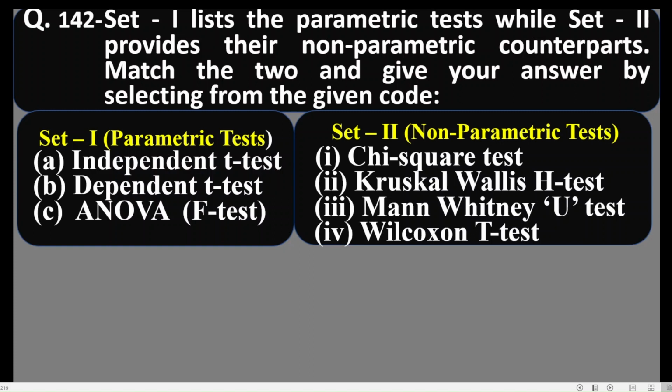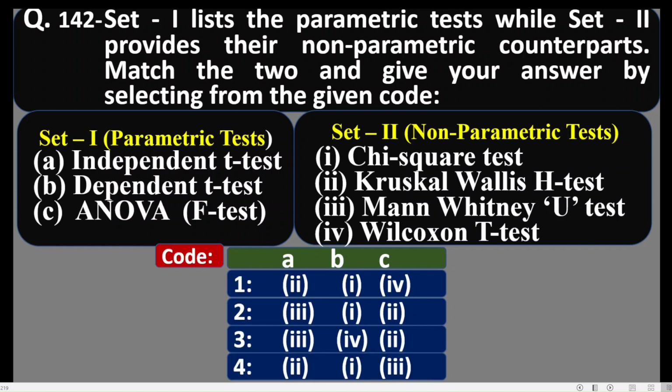Set 1 shows independent t-test, dependent t-test, and ANOVA, that is also known as F-test. These three are parametric tests. If any condition of a parametric test is not satisfied, then we can't use any of these three tests. So in that case, instead of these tests, we have to use a non-parametric test. So we have to find which non-parametric test can be used in place of each. Which is the best option in non-parametric tests for these parametric tests written in set 1? Let us see the options. A, B, C, and 1, 2, 3, 4 options are given. Different pairs are shown in that.